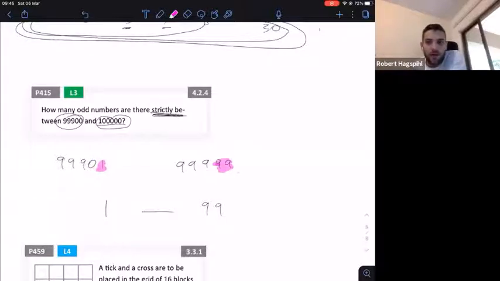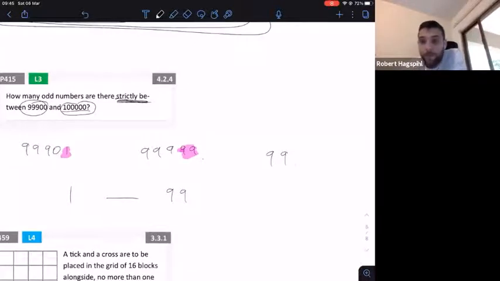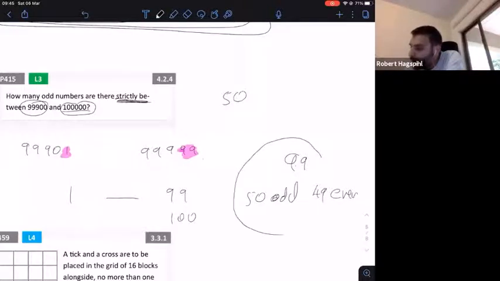Cool. All right. So between 1 and 99, there are 99 numbers. If it was 1 to 100, is everybody with me? There would be 100 numbers, 50 would be odd, and 50 would be even. But if I take away 100 and I only go to 99, I'd still have my 50 odd numbers and I would have 49 even numbers. And so my answer is 50. I like this way of doing it.